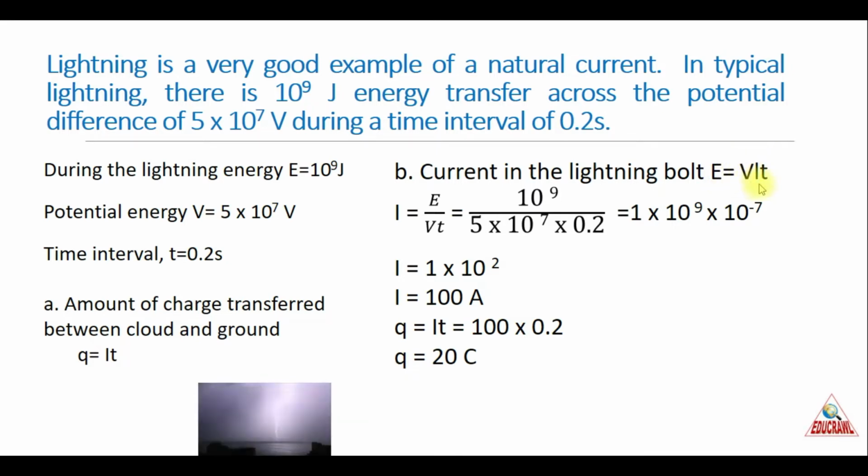So from this expression, you can find the value of I as I is equal to E divided by VT. E is the energy value which is given in the data, voltage is given, time is given. So substituting the values, you can find the current value. So the value found for current is 100 ampere. Now, from the I value, using our formula Q is equal to IT, you can find the total charge transferred, which is equal to 100 into 0.2, which is equal to 20 coulomb.